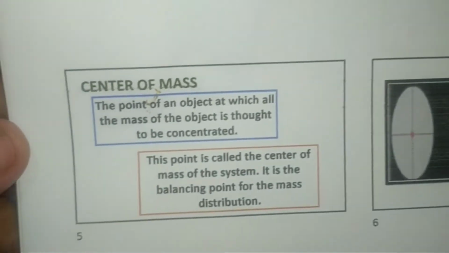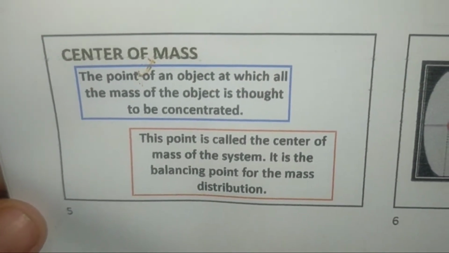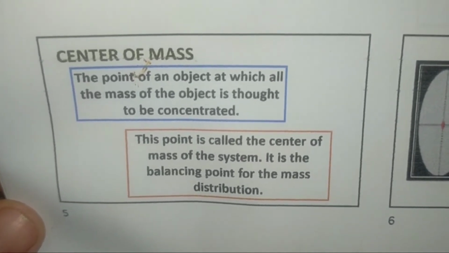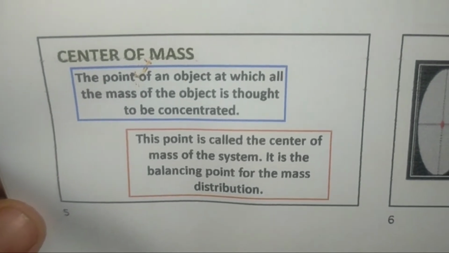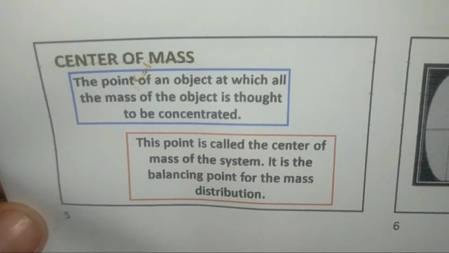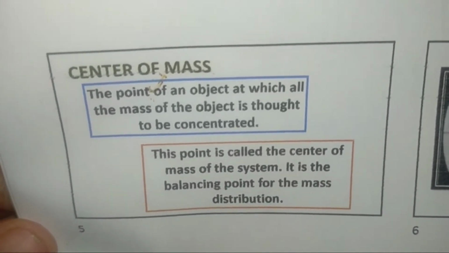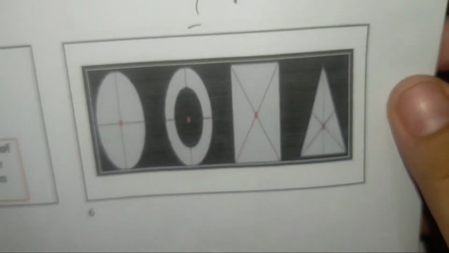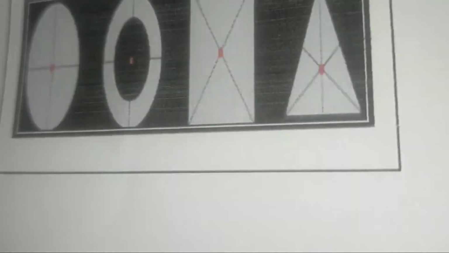So next, when we say center of mass, it is the point of an object at which all the mass of the object is thought to be concentrated. This point is called the center of mass of the system. Note that it is the balancing point for the mass distribution, meaning this is where your equilibrium is located. It balances your mass. For example, we have here different shapes and different centers of mass.